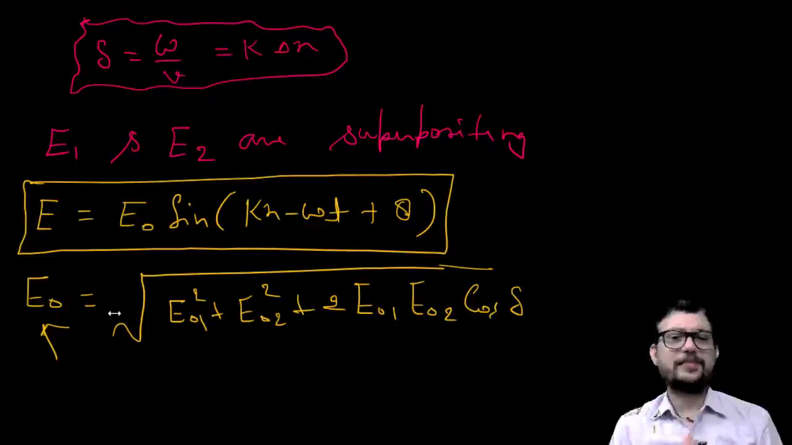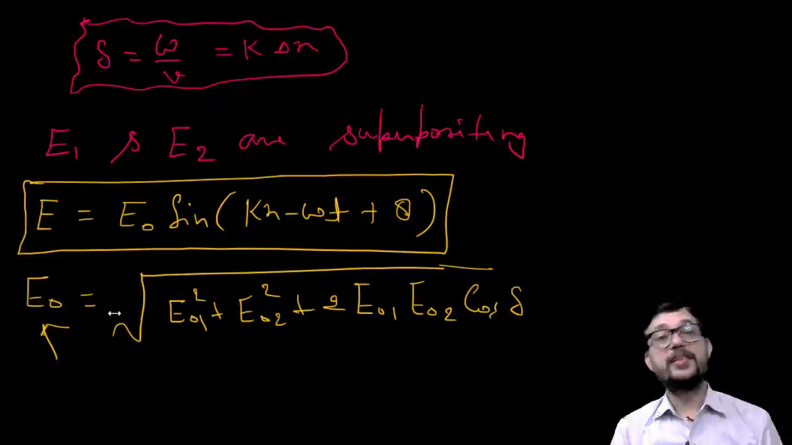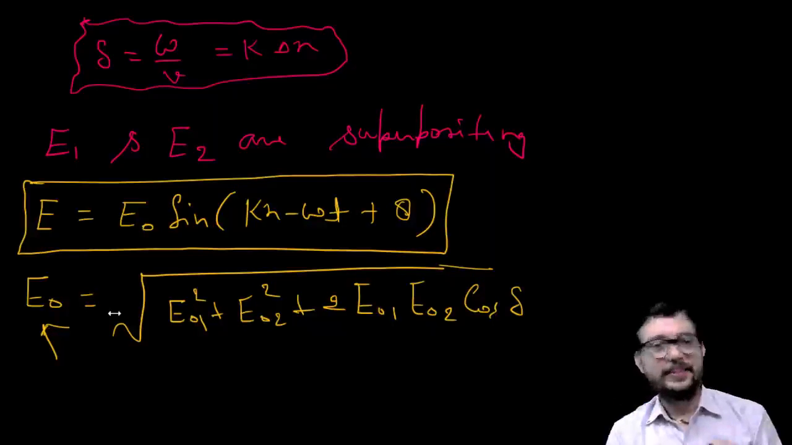In the same phenomenon, we have the resultant wave after the superposition of the two waves, and that is equal to E naught sine kx minus omega t plus theta. Here E naught is the maximum amplitude of the resultant wave. That can be easily calculated by using the formula of the resultant: E naught equals the square root of E naught 1 square plus E naught 2 square plus 2 E naught 1 E naught 2 cos delta. I hope and believe that up to here everything is clear to all of you.